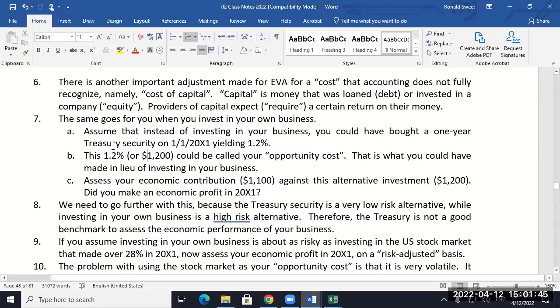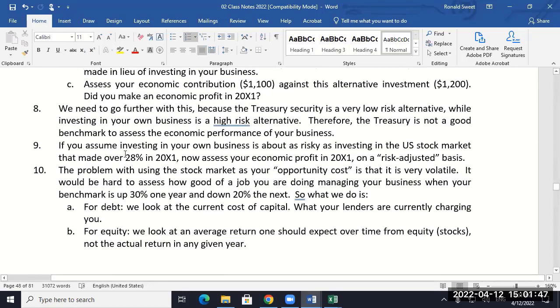But there's another problem. What if she invested in the stock market? The stock market was up 28%. She could have put $100,000 in the stock market and made $28,000. Instead, she quit her job and started her own business. She only made $1,100. Pretty bad decision, right? Now, is it hopeless for her?